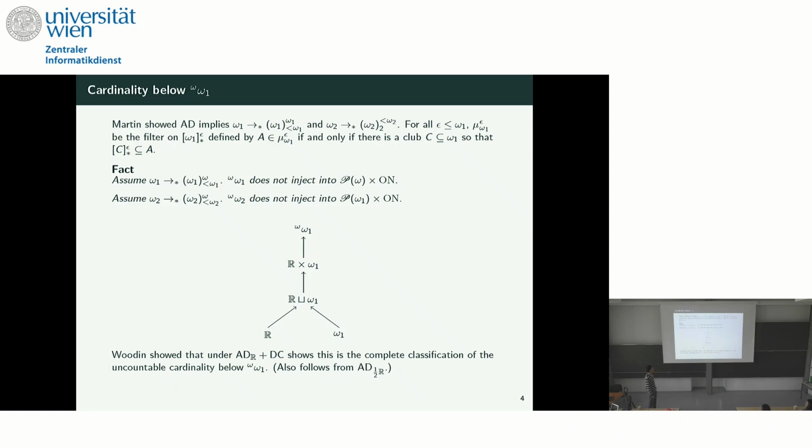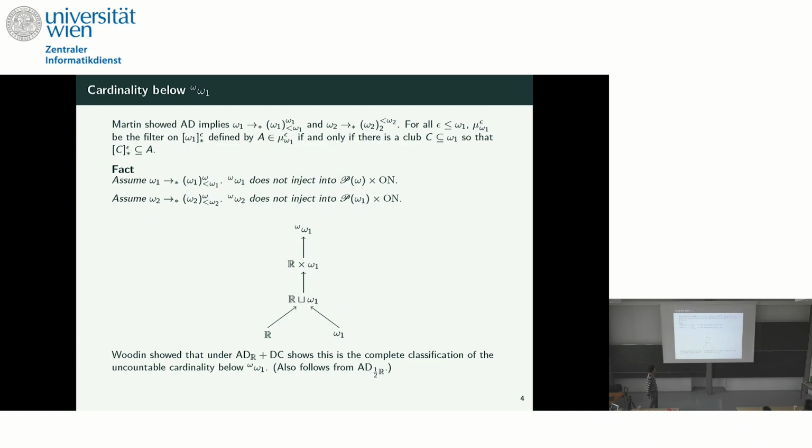argument, you can show that omega 1 to the omega does not inject into the power set of omega 1 across the ordinals. Similarly, if omega 2 satisfies an appropriate countable exponent partition relation, then omega 2 to the omega does not inject into the power set of omega 1 across the ordinals. And so you get the following structure among the 5 natural cardinals below omega 1 to the omega.